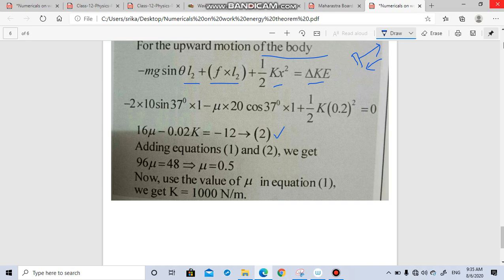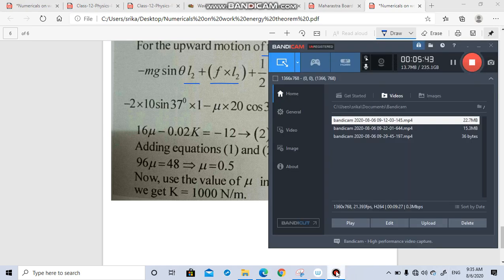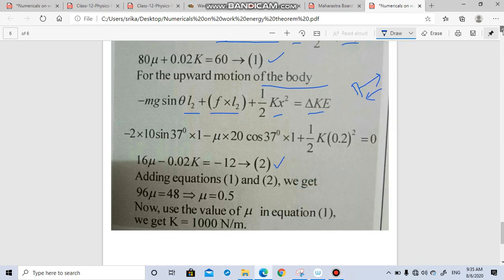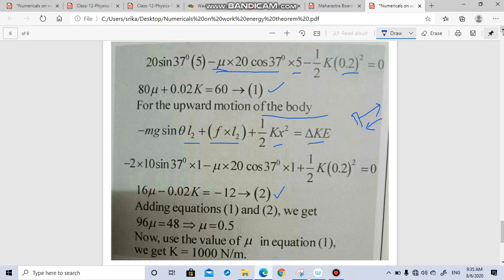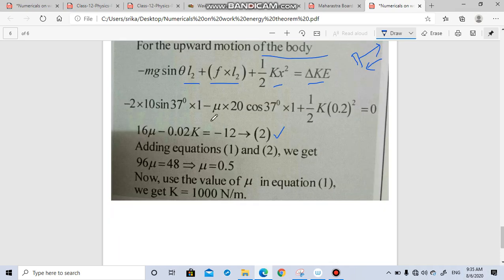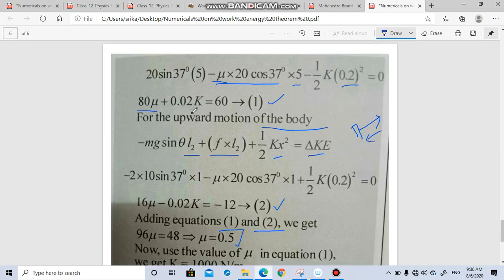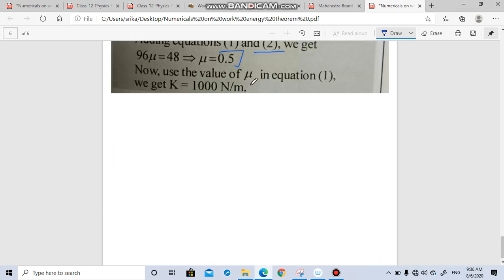Equation number 1. Observe equation 2 and equation 1: 18 mu, 16 mu plus 0.2k and minus 0.2k. You simply add these two, then k will be eliminated. Adding equation 1 and equation 2 eliminates k. You directly get the value of mu, which is 0.5. Once you get the value of mu, put it in either equation. You can put it in the first equation, then you will get the value of k. When you solve, you get k as 1000 Newton per meter.